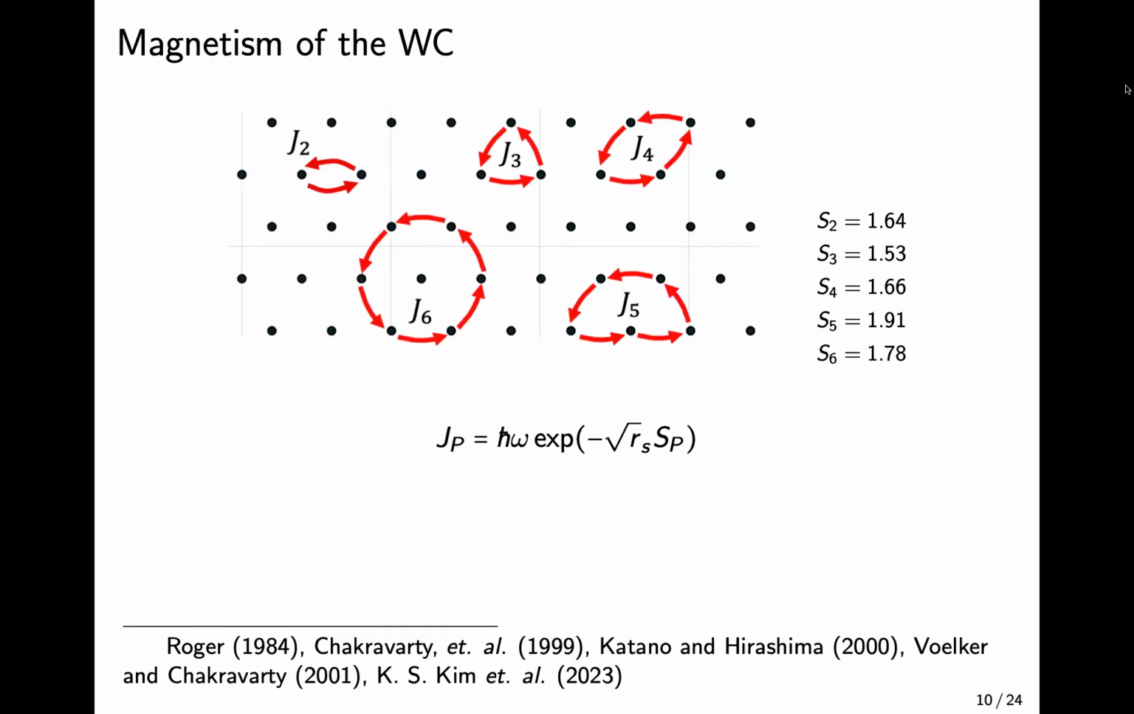Let's look at these ring exchange or multi-particle exchange processes in our triangular lattice electron solid. Here I've sketched for you the first few most compact exchange processes that you can consider. And here I'm reminding you of the formula from the last slide, where I've now made the actions dimensionless and packaged all the parametric dependence into this square root of r_s prefactor.